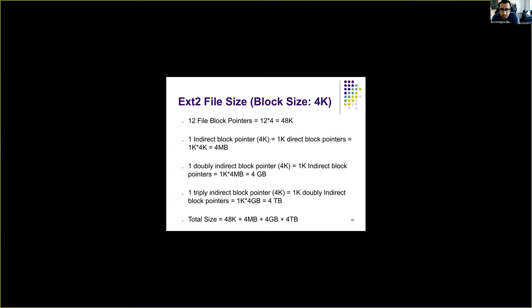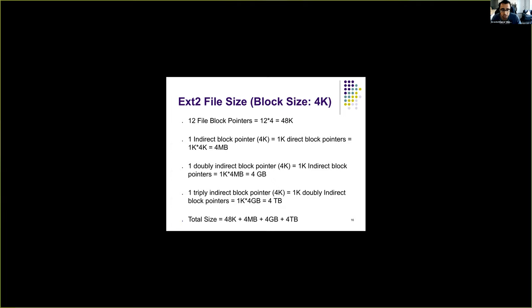Let's say a typical ext2 file system where we have 12 file block pointers and one indirect pointer, one double indirect pointer, and finally one triple indirect pointer. Here, 12 file block pointers allow the file size to be 48 kilobytes. The additional single indirect pointer allows the file size to be extended by 4 MB. An additional doubly indirect pointer allows it to be extended by 4 GB. And one triply indirect pointer allows it to be extended by 4 TB. So the maximum file size in the ext2 file system is more than 4 TB.